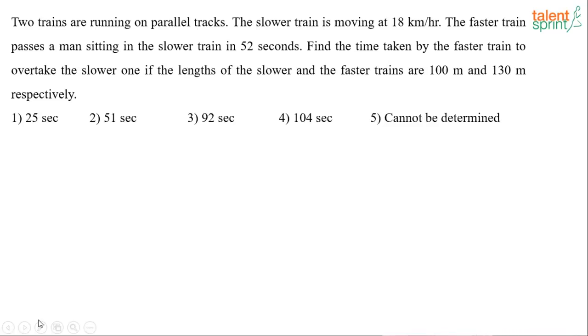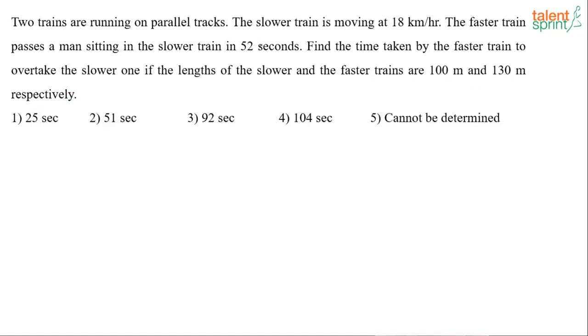All right, here we go. Look at this. Two trains are running on parallel tracks. The slower train is moving at 18 kilometers per hour. The faster train passes a man sitting in the slower train in 52 seconds. Find the time taken by the faster train to overtake the slower train, if the lengths of the slower and the faster trains are 100 meters and 130 meters respectively.